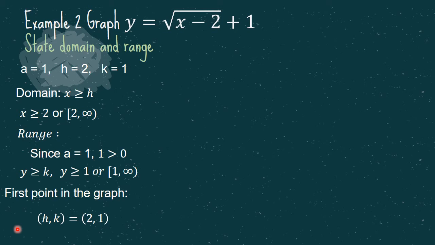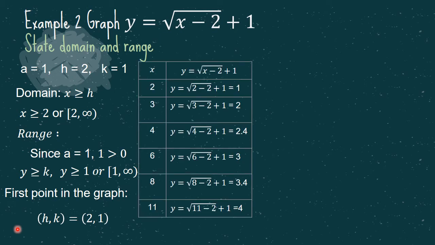Now that we have these properties of the square root function, we can make a table of values. Remember that the first value in the table must be the first value in the domain, and the first value in the domain is 2. So we're going to have 2 in the table and any value above 2. Here we have the table values that we're going to use for this graphing: 2, 3, 4, 6, 8, and 11. You can choose your own points for making the graph.